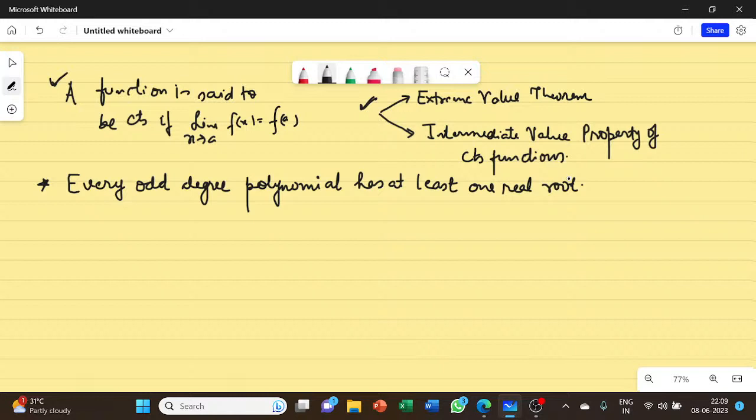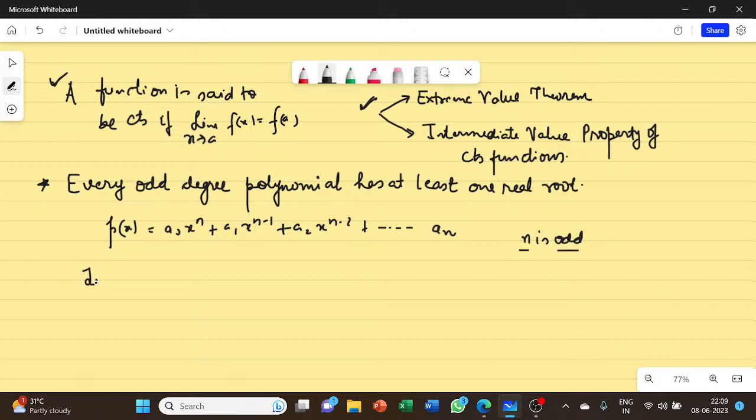Okay, so let us see how to go about it. Let me write it in this fashion first. Let us consider that my polynomial p(x) is some a0 x raised to power n plus a1 x raised to power n minus 1 plus a2 x raised to power n minus 2 and so on, up to an. Now I know that my n is odd.